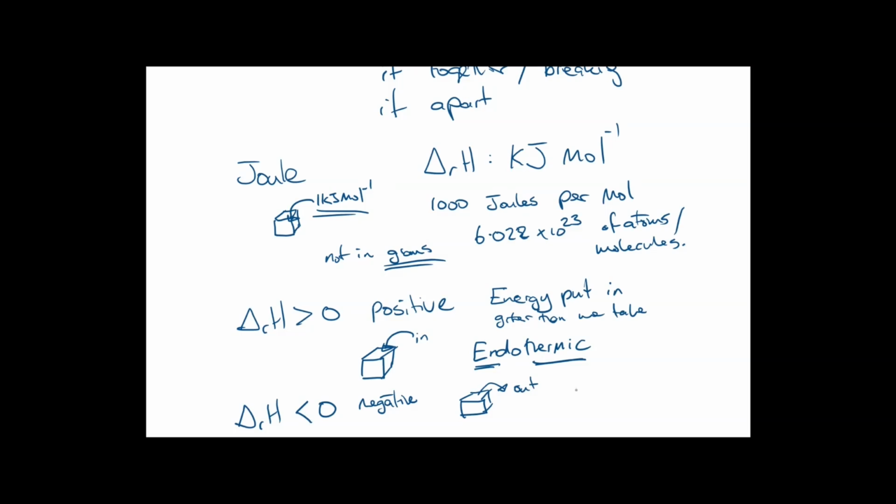And just like in endo, out is exothermic. Literally means heat going out of the system. It doesn't disappear, it just leaves that system into the surroundings. Okay, very important to note that. Endothermic means heat goes in, exothermic means heat goes out.